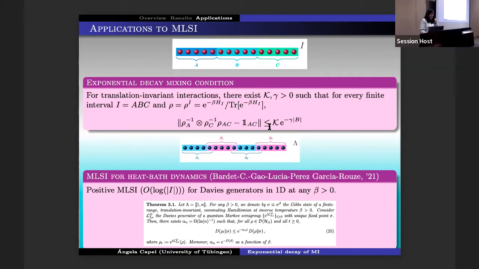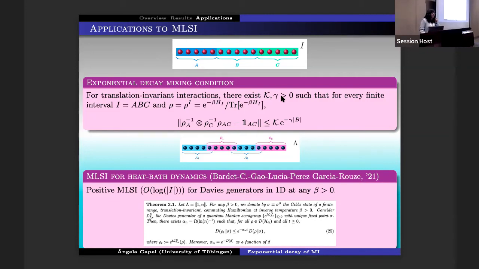And this allowed us to prove that there is a positive MLSI. It depends logarithmically on the system size, but still, there is a positive MLSI for Davies generators in 1D for every temperature, which is pretty cool. It was an interesting open problem. And this proof has two main ingredients. One of them is exactly what we have proven in this paper. And the other one is actually what Li Gao presented in his talk the other day. So if you attended it, then you know how to prove the result of the paper in 2021.